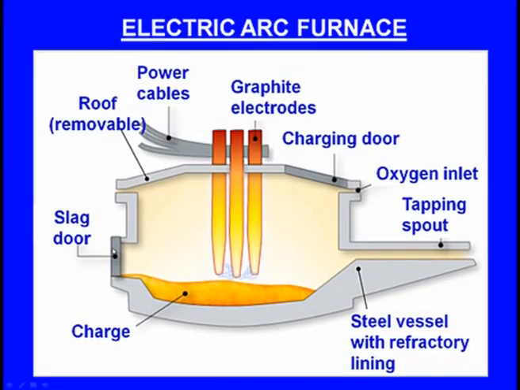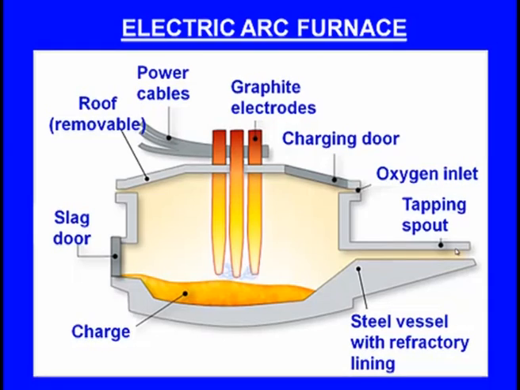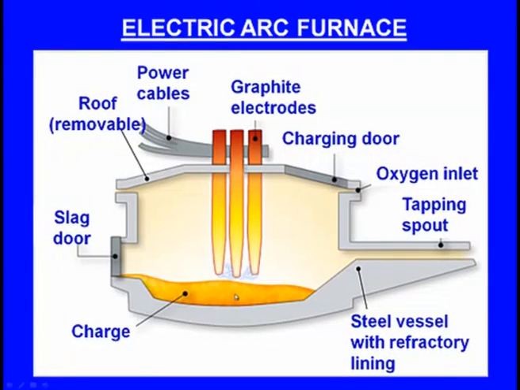Next one, here is the slag door. These are the construction details through which we can separate the slag from the furnace. And finally, here is the tapping spout through which we can extract the molten metal, we can tap the molten metal from the furnace. And at the center we can see these are the graphite electrodes, and there is power supply to the graphite electrodes. So these are the construction details of the electric arc furnace, and here we can see the charge is kept here, and because of the arc created the charge will be melting.